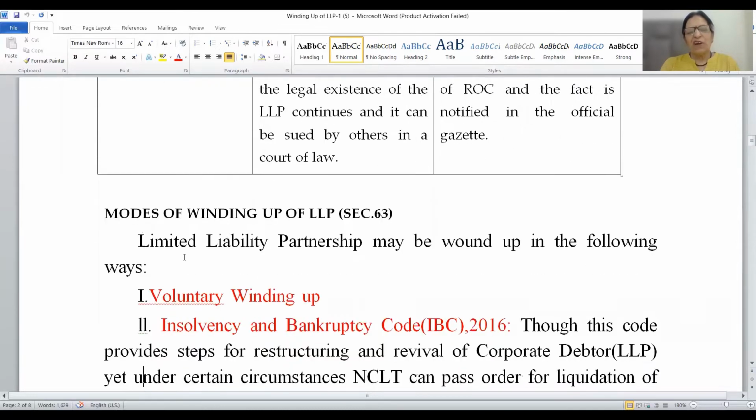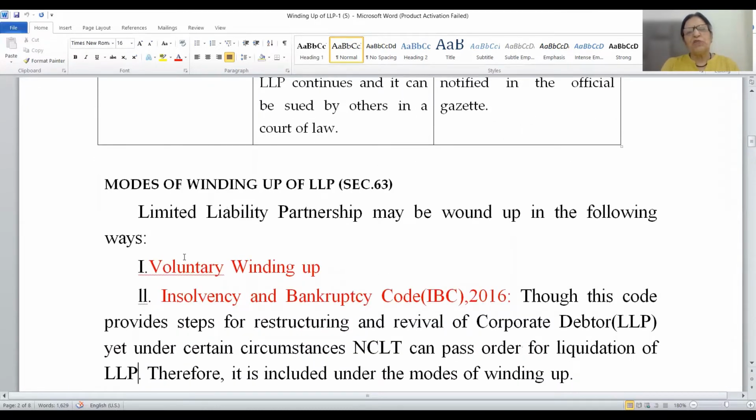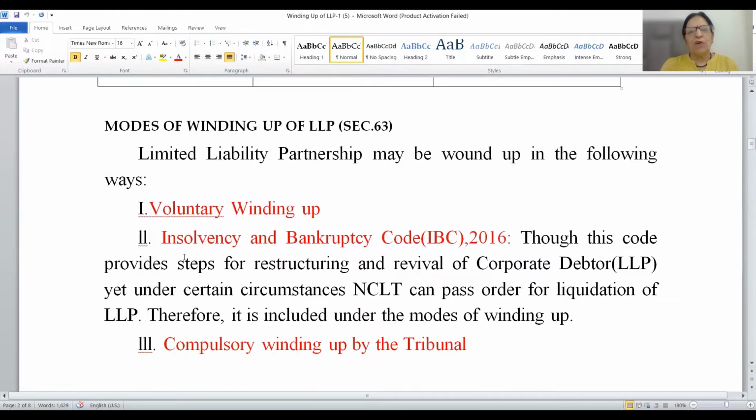And now, friends, I would like to talk about the next heading, which is modes of winding up of LLP. Broadly speaking, friends, there are three modes of winding up of LLP. The very first one is voluntary winding up. Second is the Insolvency and Bankruptcy Code 2016. Through this, the court provides steps for restructuring and revival of the corporate debtor. Yet under certain circumstances, NCLT, National Company Law Tribunal, can pass an order for the liquidation of LLP. Therefore, we include it under the modes of winding up. Third one is compulsory winding up by the tribunal.